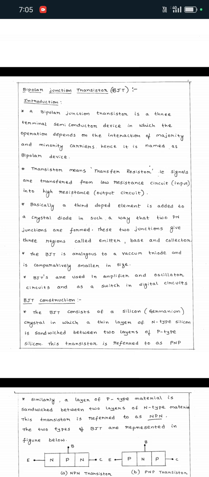So if it is p type, majority carrier is holes. If it is n type, majority carrier is electrons. Next, second type is bipolar junction transistor. The current conduction is due to both majority carriers and minority carriers, hence it is called a bipolar junction transistor. Transistors form the fundamental building blocks of the operations.